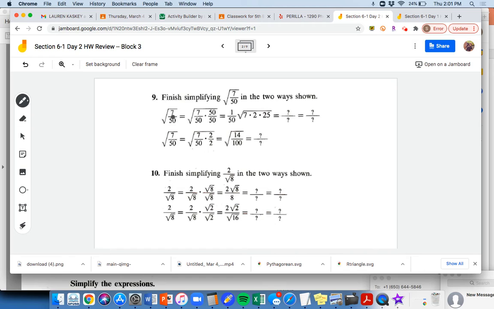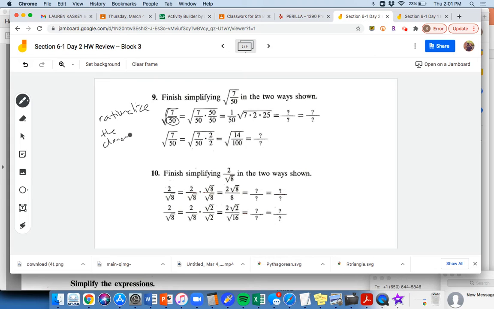Okay, finish simplifying the problem in the two ways shown. So it looks like this top one here is saying that I have to simplify the square root of 7 over 50. The problem is that you have 50 in the denominator, and the square root gets applied to the whole fraction, and that's no good because we can't have an irrational denominator. So we need to rationalize the denominator, which I'm assuming you know about from watching the videos.